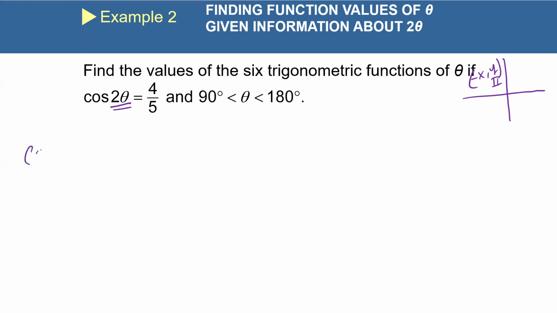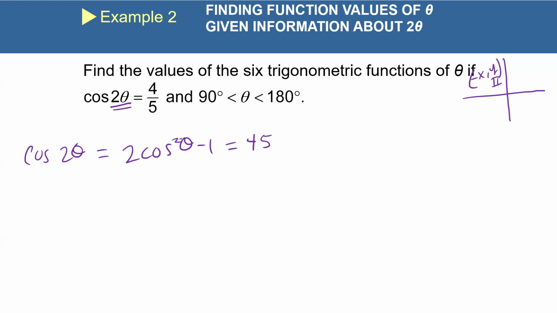The second one, right? I would say, what is it? 2 cosine squared minus 1. That's the easiest one. So we're saying if we take this and we know what it equals, 4/5, can I solve for cosine?